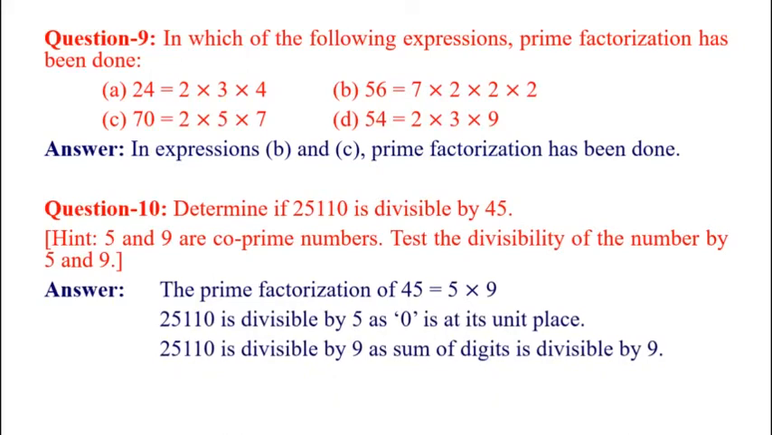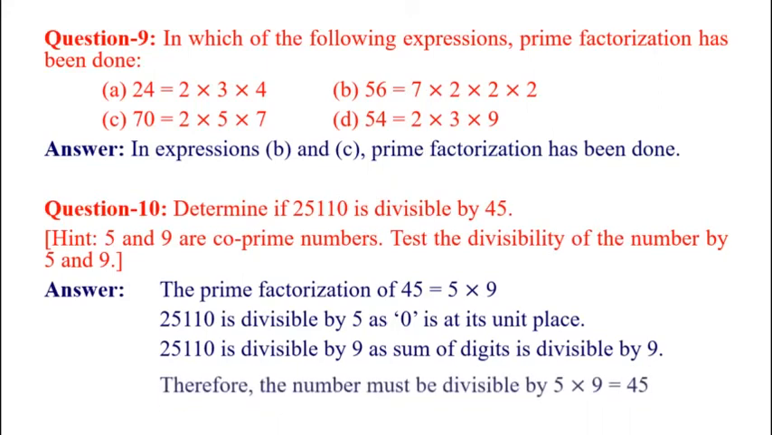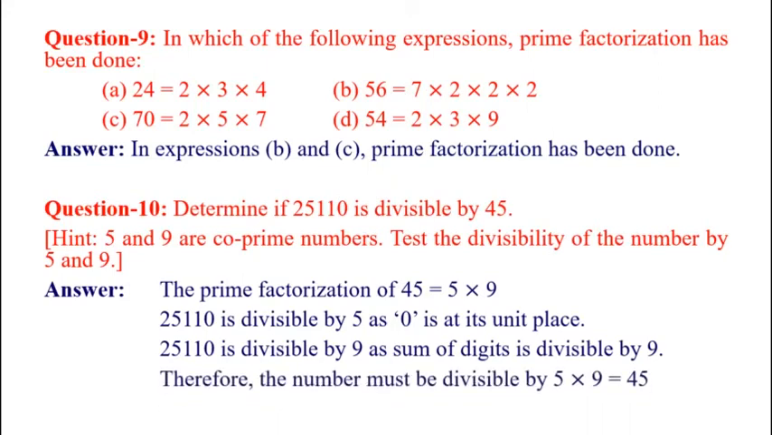So 25,110 is divisible by 5 because 0 is at its units place, and 25,110 is divisible by 9 because the sum of the digits is divisible by 9. Therefore, the number 25,110 is divisible by 45.